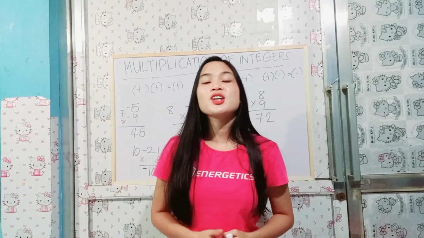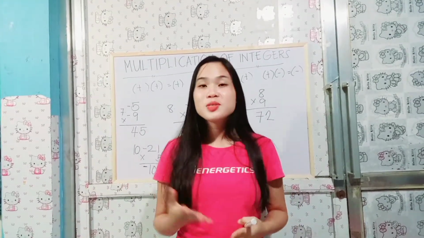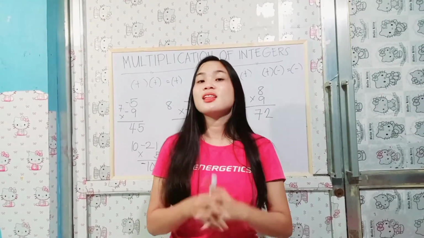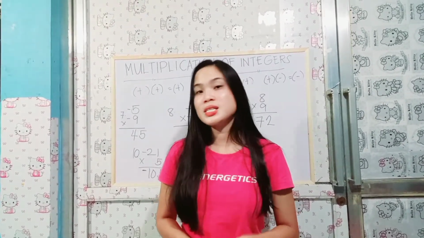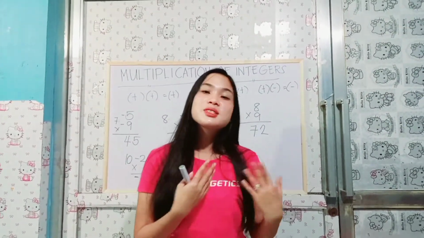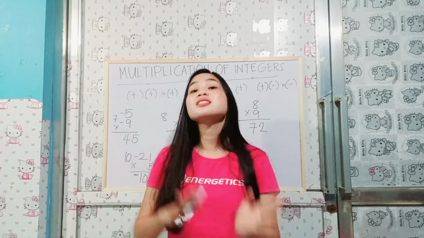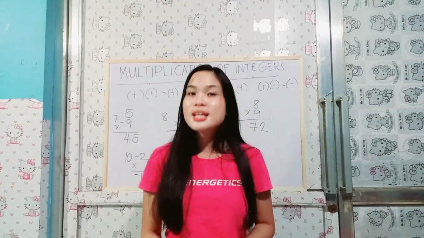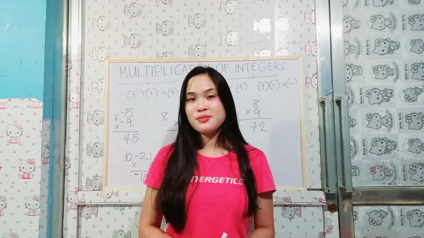So to multiply integers, you just have to multiply the absolute value, and then after, if the integers have the same sign, then your product will be positive. So positive times positive, the answer is positive. And if it's negative times negative, the answer is positive. And if your integers have different signs, then automatically the answer will be negative.